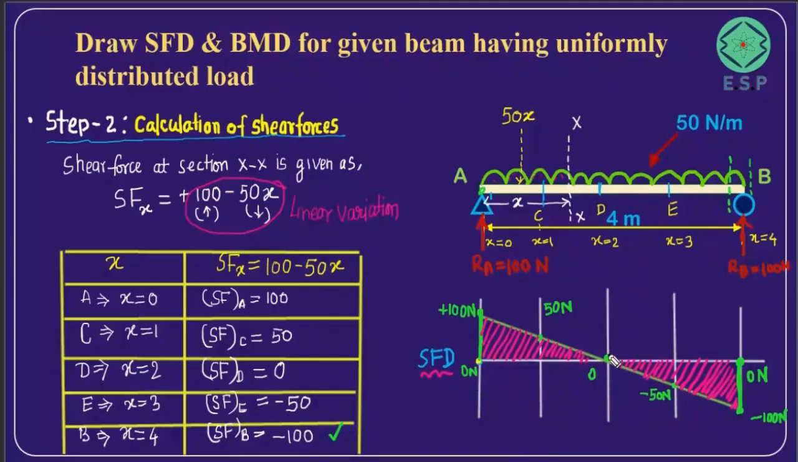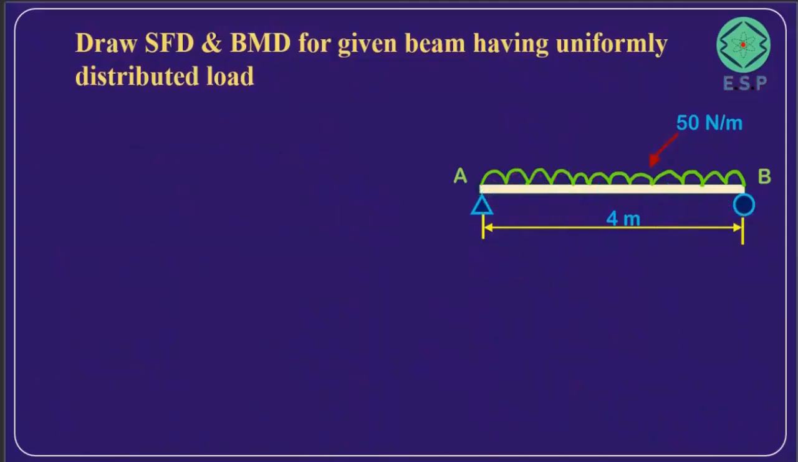Now similarly, in step 3 we will take the same beam and try to draw the variation of bending moments. Okay, and from there we will be able to get the bending moment diagram. So let's go for step 3. So in step 3, friends, we would like to draw the bending moment diagram. So for that, we'll first calculate the bending moments at various points.